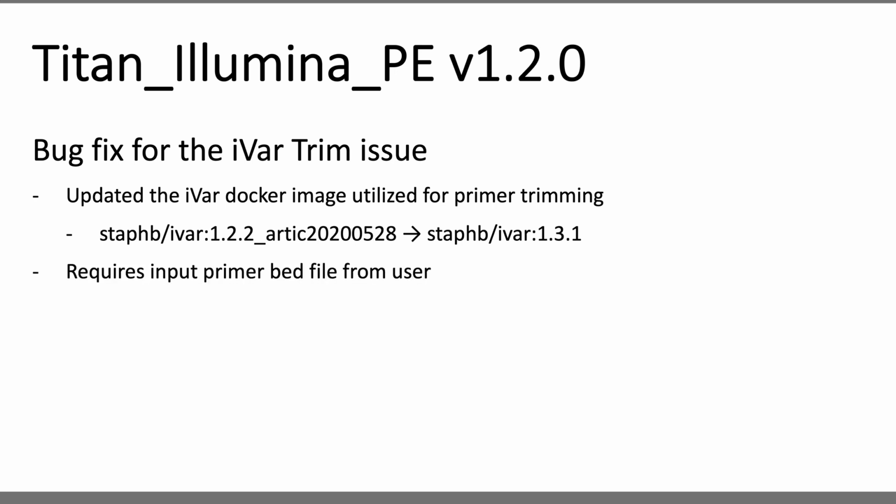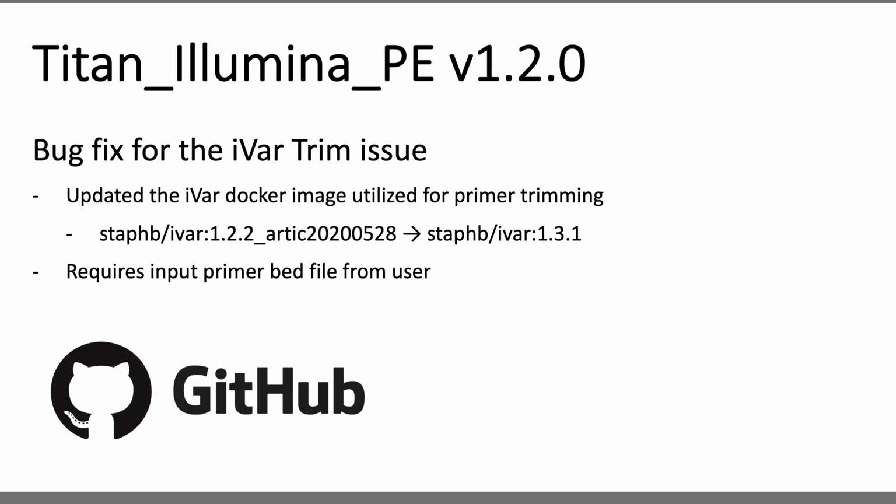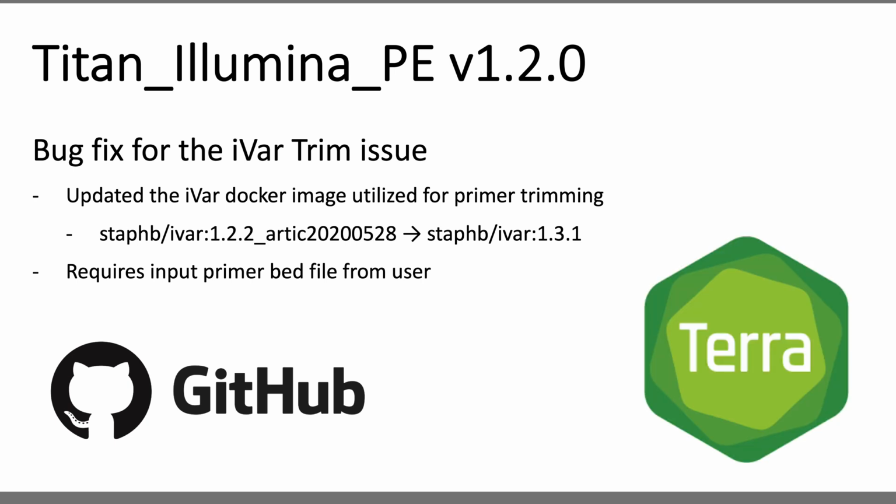And so in the next half of this video, I'm going to walk you through the steps to first grab the appropriate bed file from the Arctic GitHub repository and then upload it into your Terra workspace so that you can start using it for your Titan Illumina paired end runs. Okay, let's hop into it.